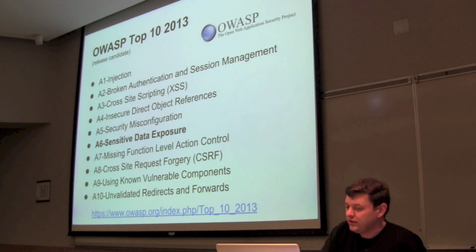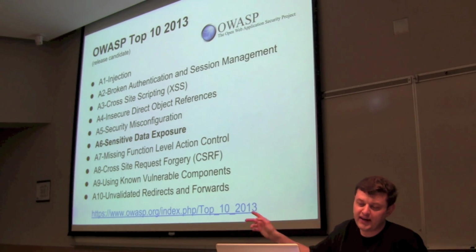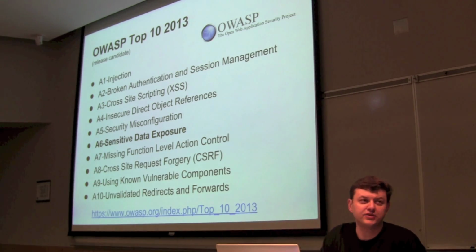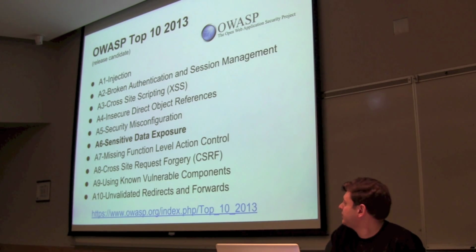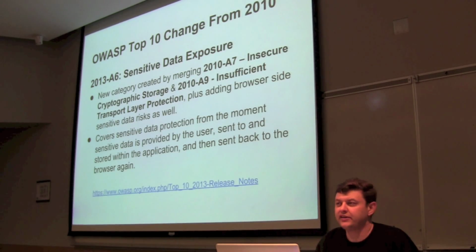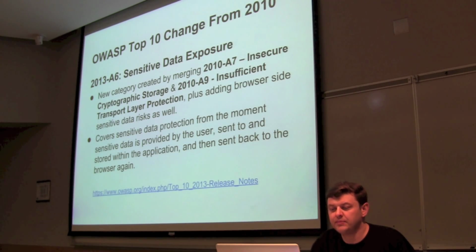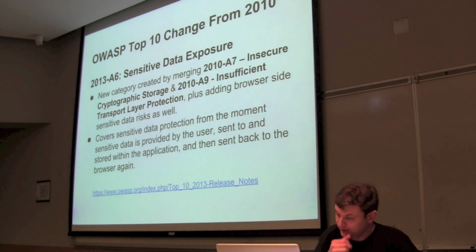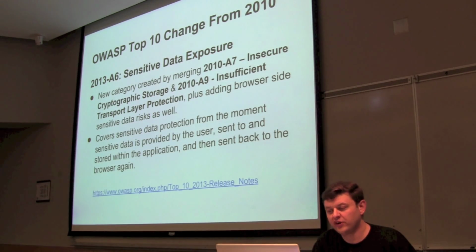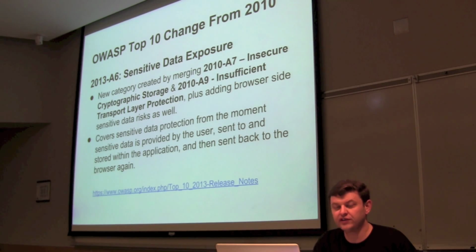All right, we'll go over this quick. I only really care about number A6, the sensitive data exposure. The OWASP top 10 has been updated for 2013. This is the release candidate. The interesting thing, why I brought it up, was they've actually combined their insecure cryptographic storage and their insufficient transport layer protection into one rule now. So that covers end-to-end data. That's that second bullet point there. From where it moves from the server to the browser and back to the server, they're covering it all in one rule.